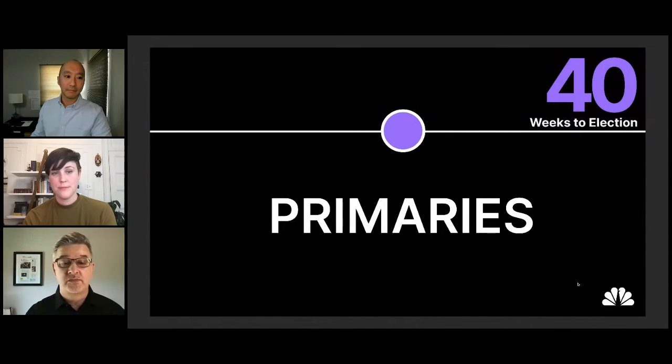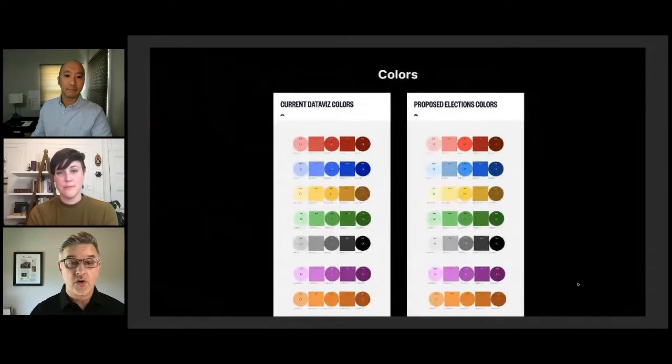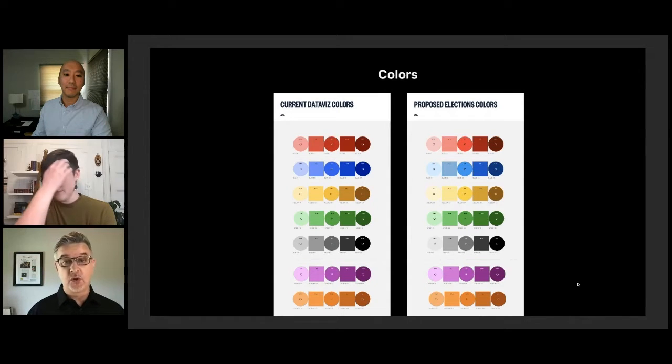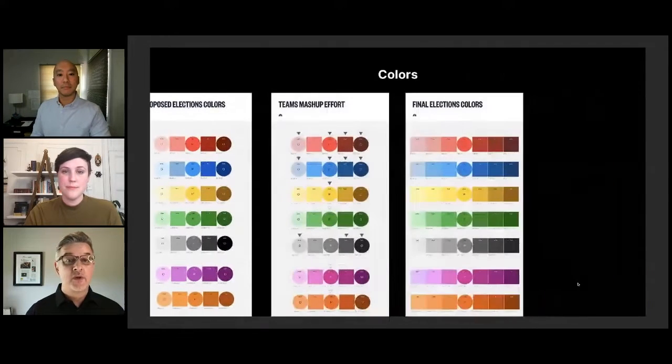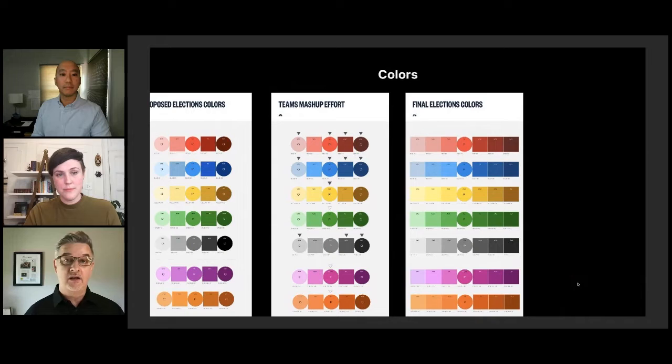So primaries for us really started with colors. The goal was to export tokens for developers to use. And so we created an election-specific palette that was calibrated around the logo colors. But when we tried to share it with other teams, we realized that they were already using colors that they felt pretty strongly about. So we ended up including those colors in our palette and came up with a final election color palette that every team was willing to use. And that was a great start for collaboration.